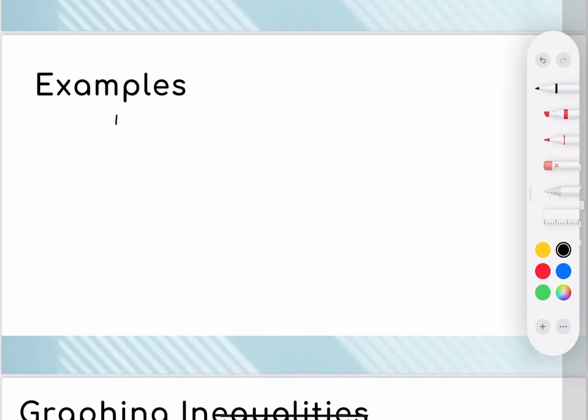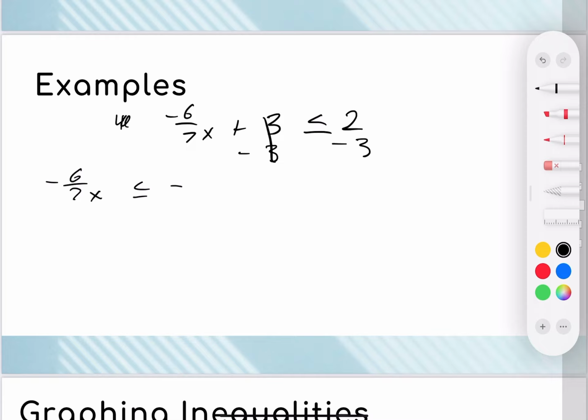So this example will be -6/7 x plus 3 is less than or equal to 2. In this case, we'll start very similar to the last one. This time we'll actually have to subtract 3, so we'll have -6/7 x is less than or equal to, now, -1, because the 2 subtracted by that 3.